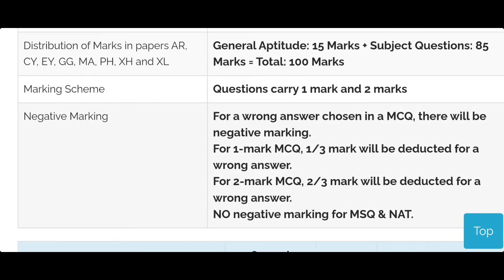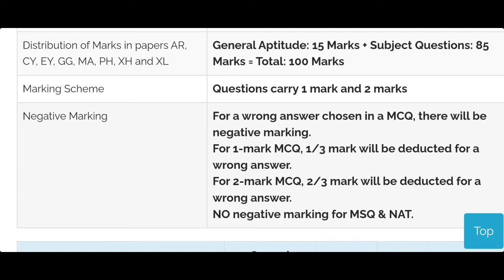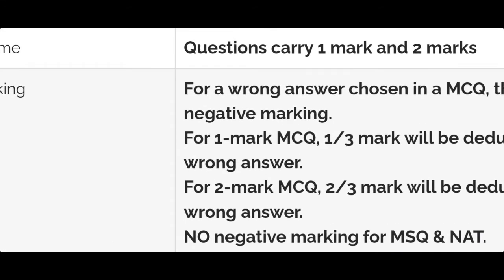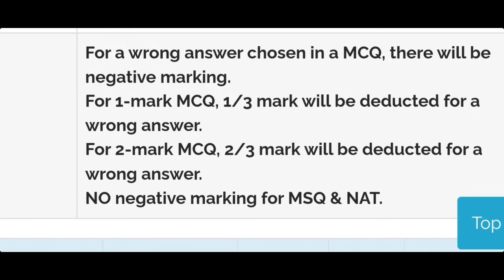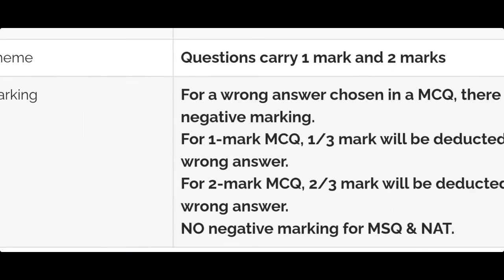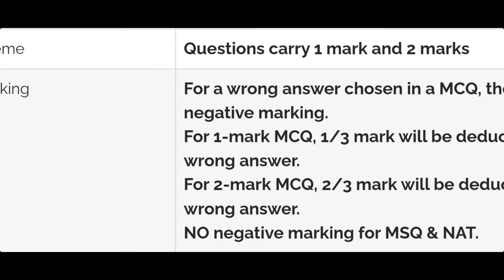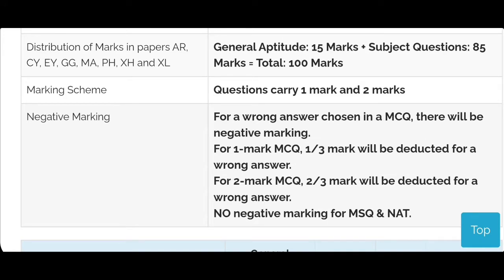Now we'll talk about the marking scheme. So there are basically two types of questions, 1 mark and 2 marks. For a 1 mark question answered wrong, your marks will be deducted by 0.33, that is 1 by 3. And for 2 marks, if you answered wrong, then 2 by 3, that is 0.66 marks, are deducted. And there is no negative marking in MSQ, multiple select type questions, which I mentioned, where multiple options and statements will be there. If you get them wrong you will not get negative marks, you get 0 marks, and if correct you get full marks. So this is about negative marking and the marking scheme.